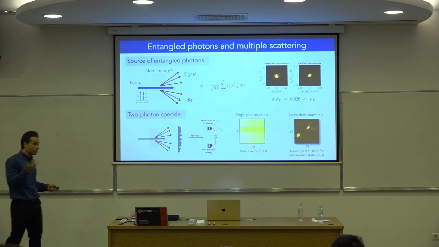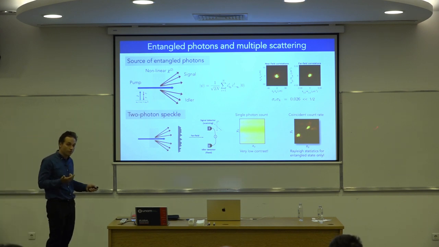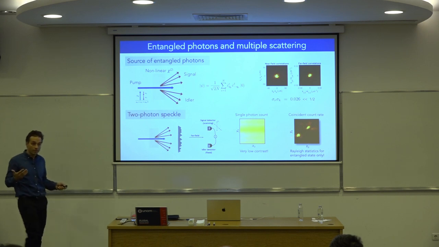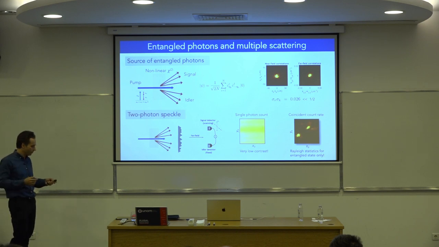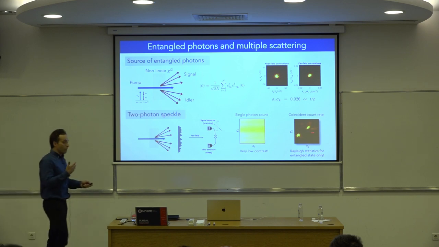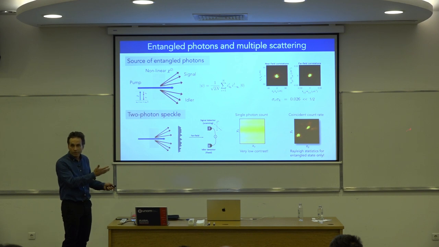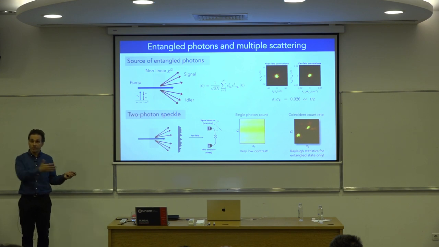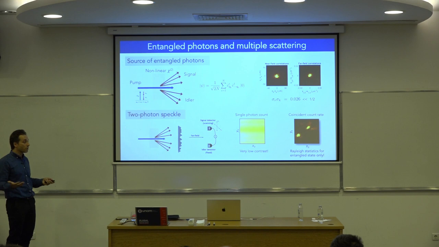The fact that you get a speckle is also non-trivial. You can prove that only entangled states will give you a speckle with the standard Rayleigh statistics. So now we are kind of happy because we recover what we are used to in classical physics with speckles. So we said, okay, let's try to play with this speckle. Can we recover all the mesoscopic effects that we are used to with classical speckles?